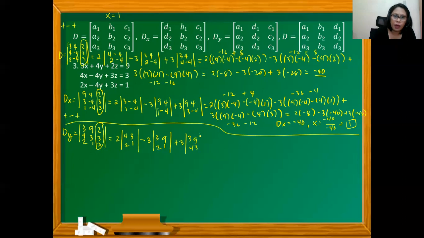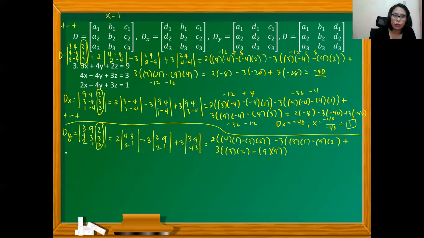And then let's simplify. So this is equal to 2 times quantity 4 times 1 minus 3 times 2. And then minus 3 quantity, the product of 3 and 1 minus the product of 9 and 2, plus 3 quantity, the product of 3 and 3 minus 9 times 4.